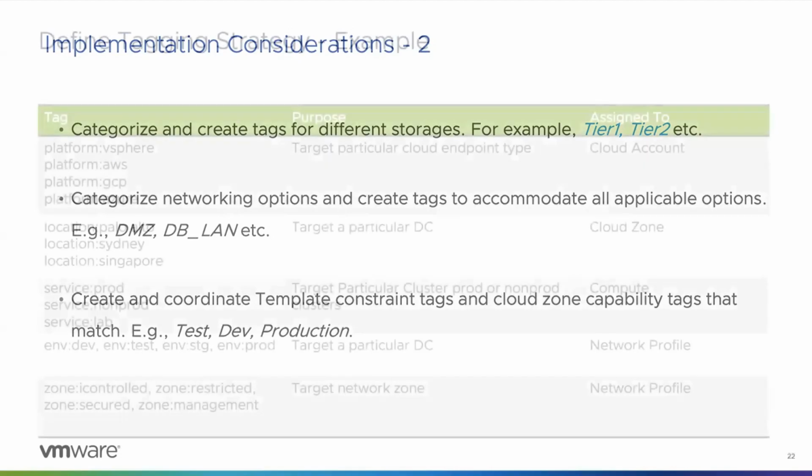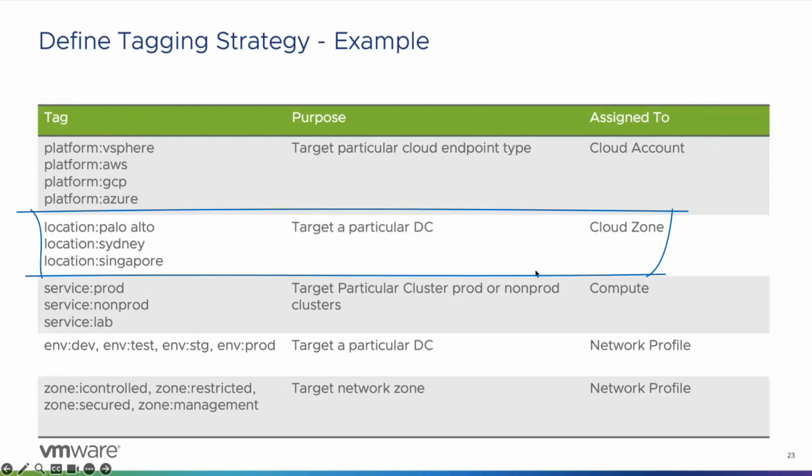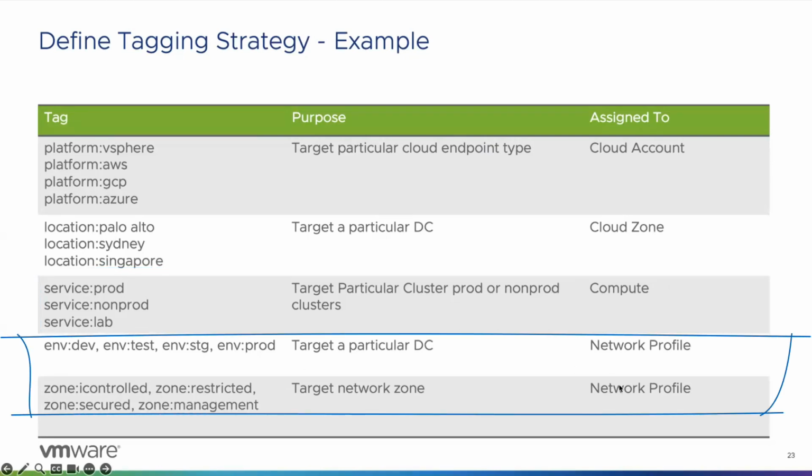If I summarize this, an example is a cloud account. At that level, you target a typical endpoint. So you have vSphere, AWS, GCP, Azure, and then you have zones, which can be location-based, cluster-based, or whichever makes sense. And then you can have compute as prod, non-prod, lab, and you have similar things for network and network profile, and then storage profiles.